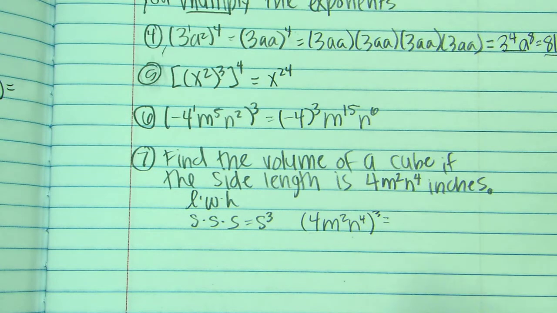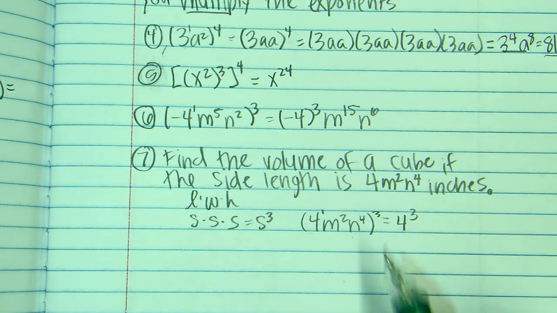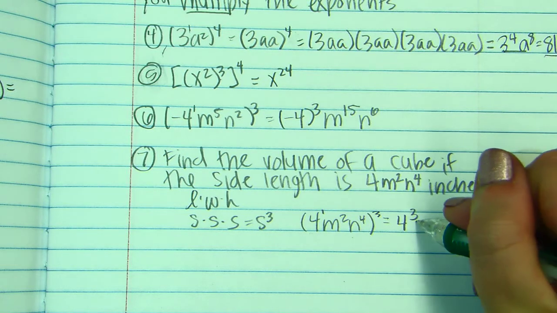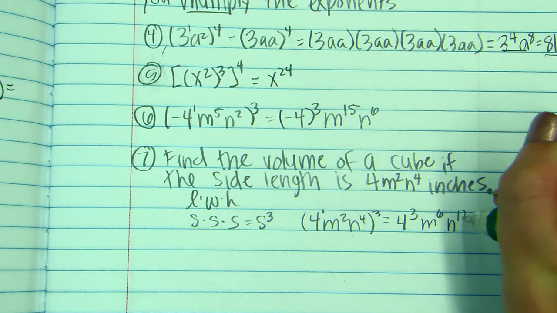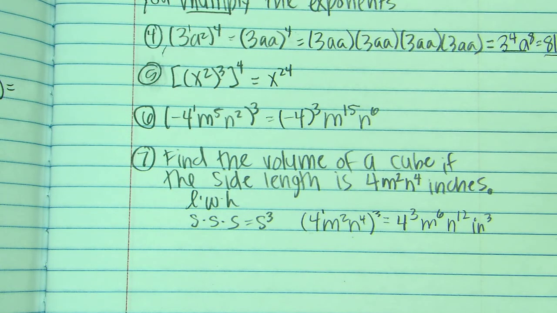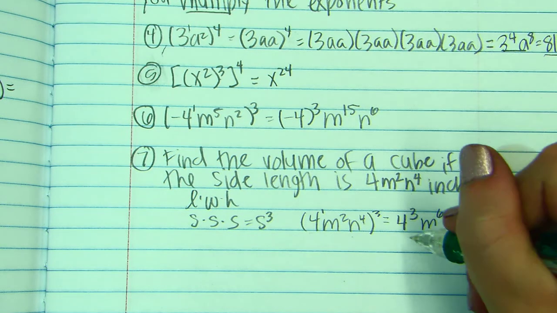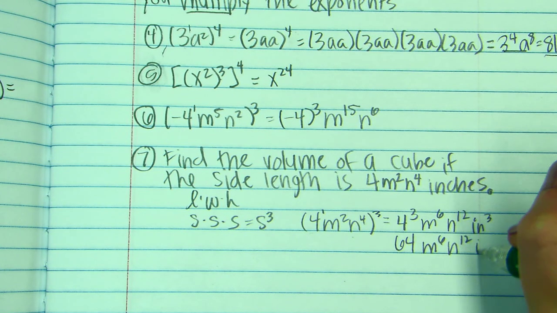Then we'll use our shortcut. This really has an invisible 1. 1 times 3 is 3, so 4 to the 3rd. 2 times 3 is 6, so m to the 6th. And 4 times 3 is 12, so n to the 12th cubic inches would be the volume of this cube. Or you could evaluate 4 to the 3rd. 4 to the 3rd power is 64, so you could also say 64 m to the 6th n to the 12th cubic inches.